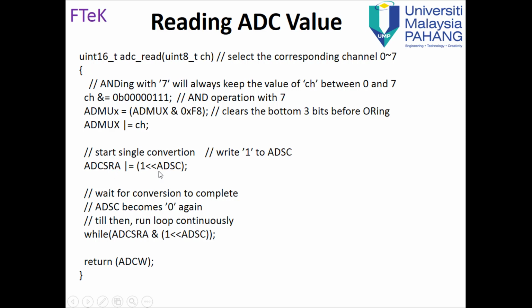Then we start the conversion by putting 1 on ADCSRA. We need to wait, so this loop is waiting, as I explained before. Then when it's finished, it will jump to return, and it will return the value which is already stored in the variable ADCW. You can also use ADC without W, it's also working.